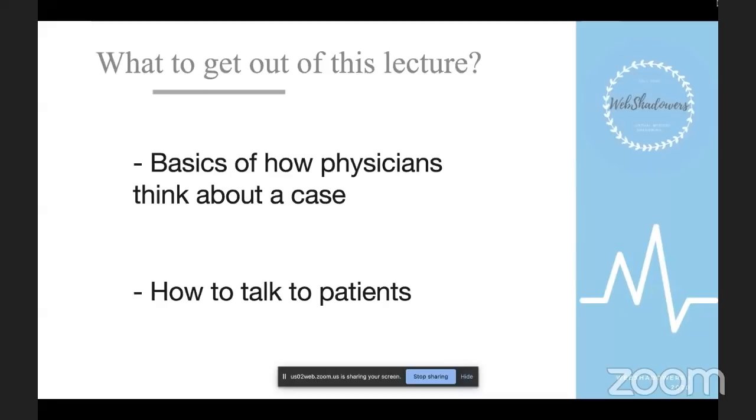What's to get out of this lecture? Kind of similar to what I said in the objectives. How do physicians think about a case? Don't focus on the chest pain itself that I talk about. It's going to be, how do we think about assessing a case, a patient as they come in, and how to talk to patients. I didn't put as many lines and slides about how to talk to patients. It's going to be more the questions you ask and whatnot.